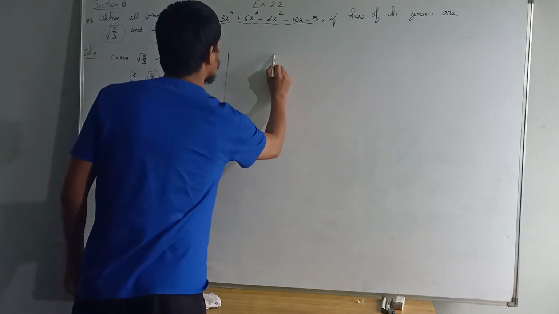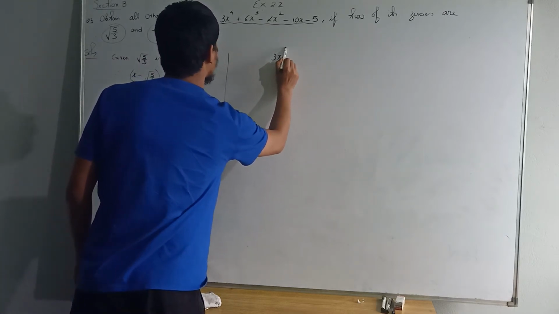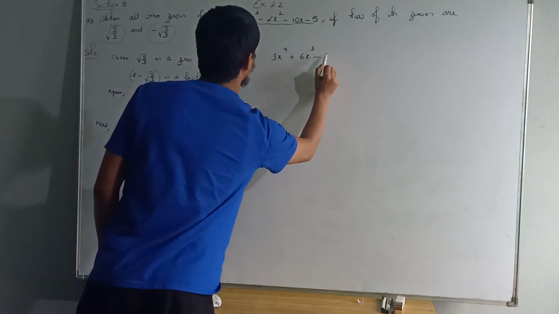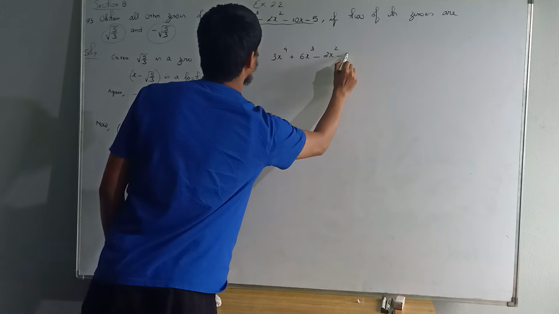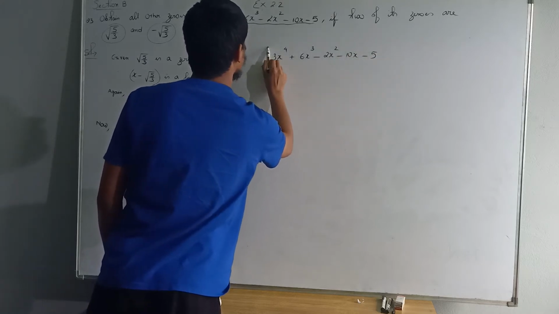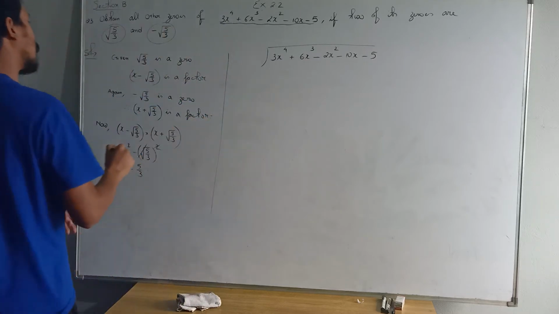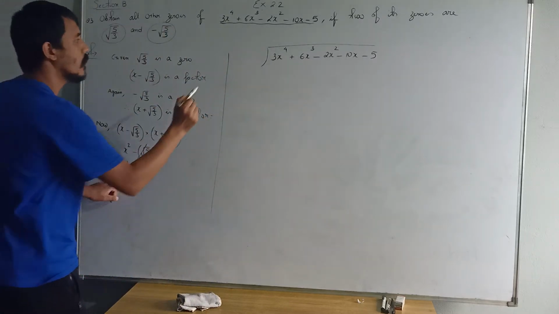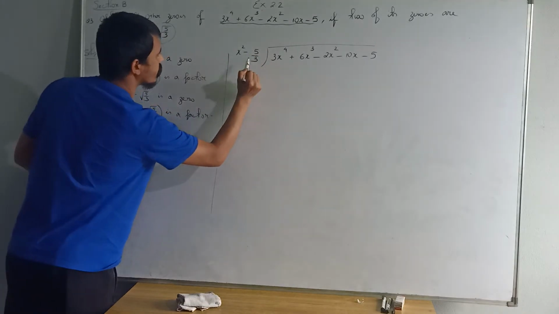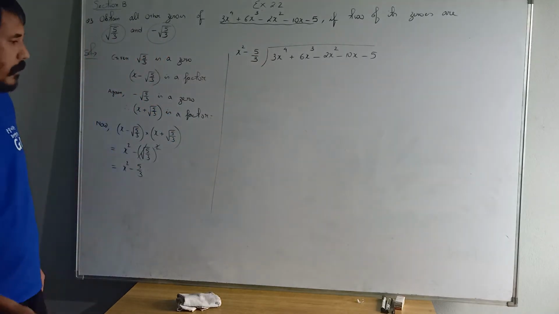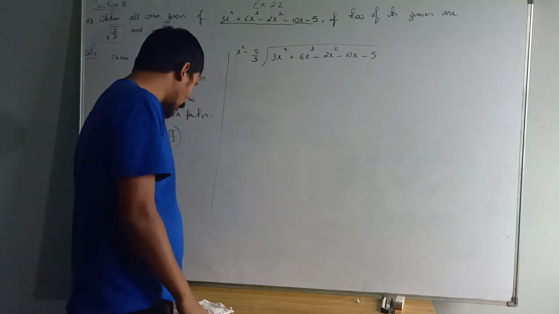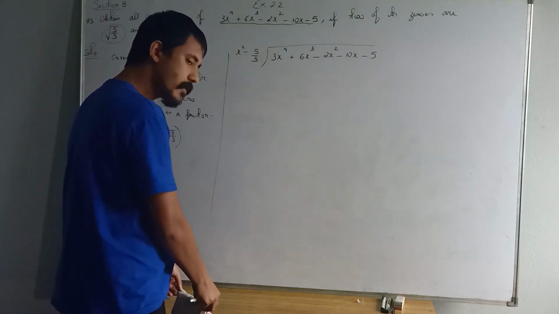Okay, so now 3x to the power 4 plus 6x cubed minus 2x squared minus 10x minus 5 has to be divided by the resultant factor x squared minus 5 upon 3. Okay? Now there is only one rule. When you perform the division, always make the first term equal, right?